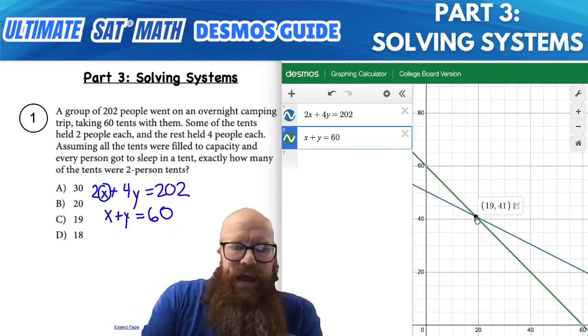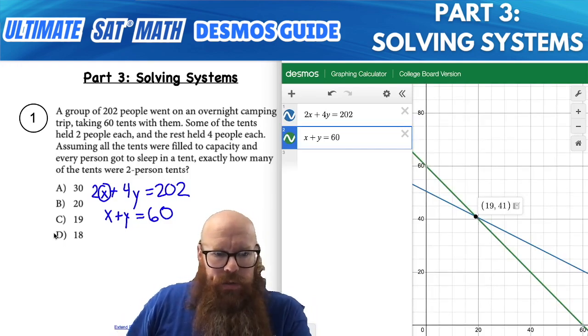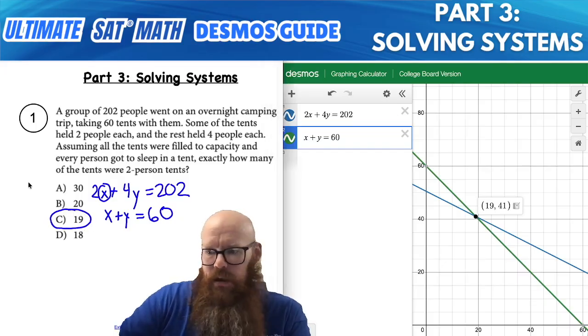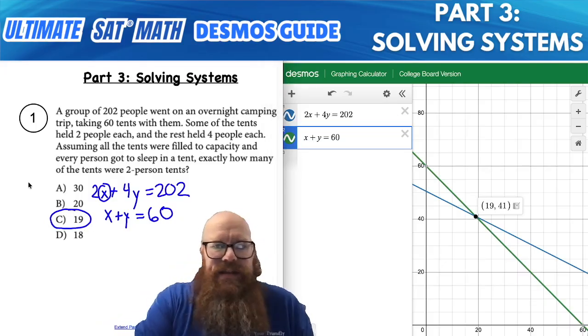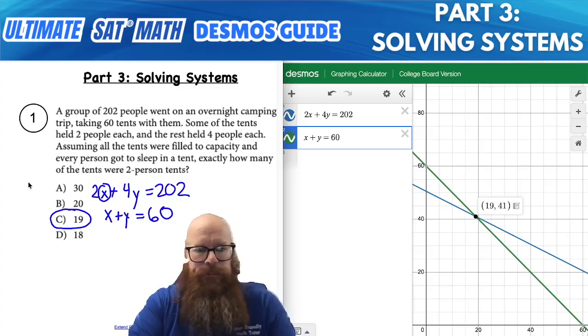So therefore, the X coordinate was the answer. So the answer must be 19. All right, so when you're graphing a system, just graph them separately and look for the intersection.